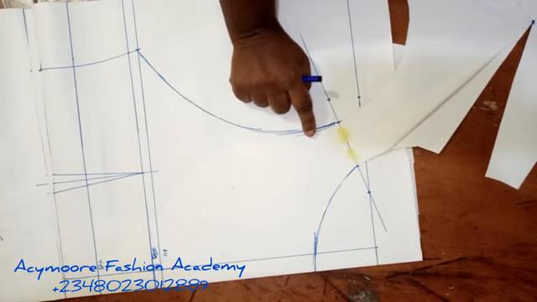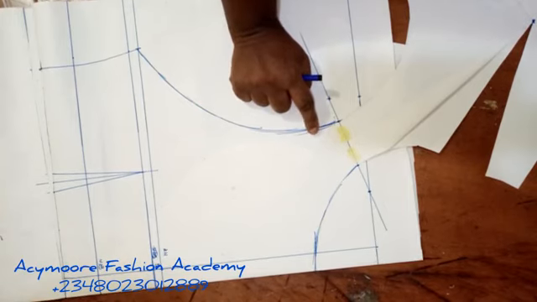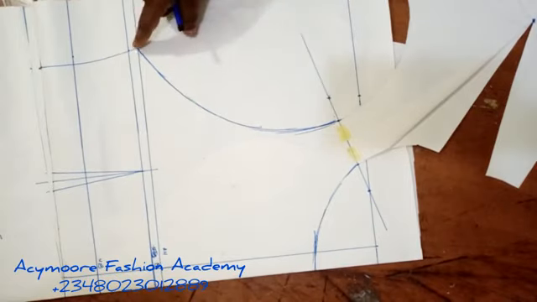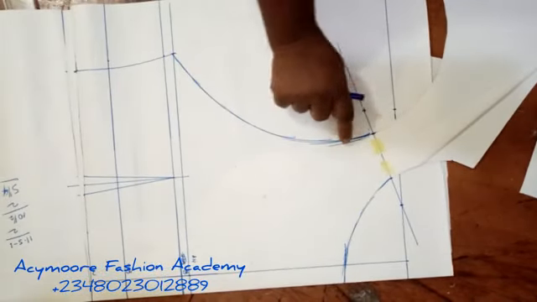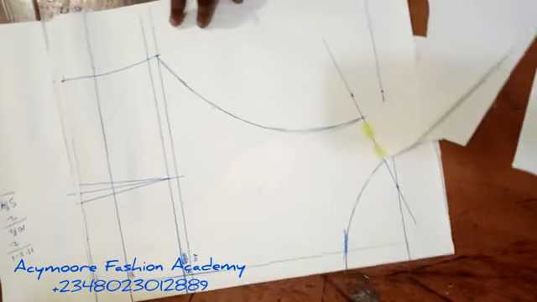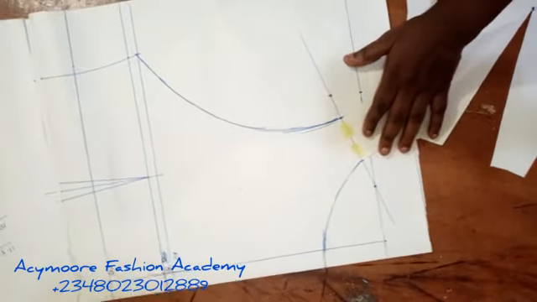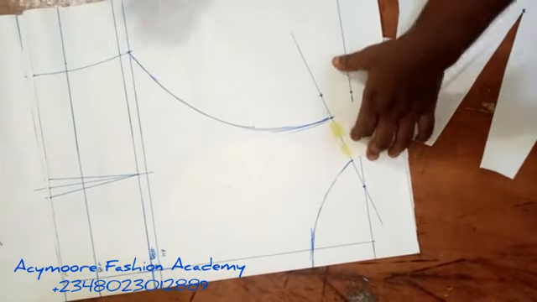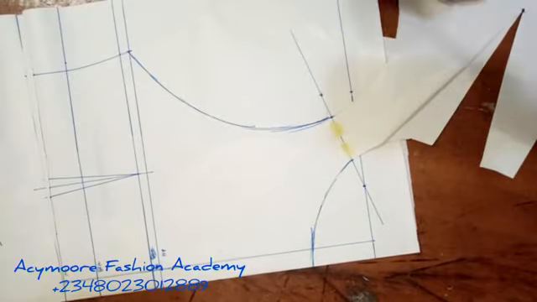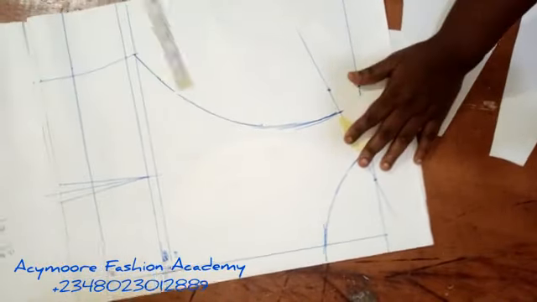I hope you are following me. I want the joint to be exactly on the shoulder. So that's why I'm going to measure round and then get the midpoint and draw my shoulder joining. So that's the shoulder transfer. So we're going to come this way. We're going to measure it.